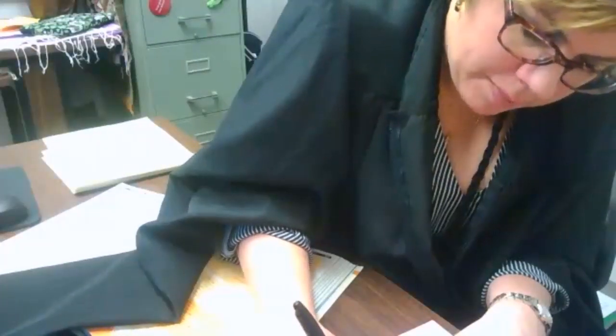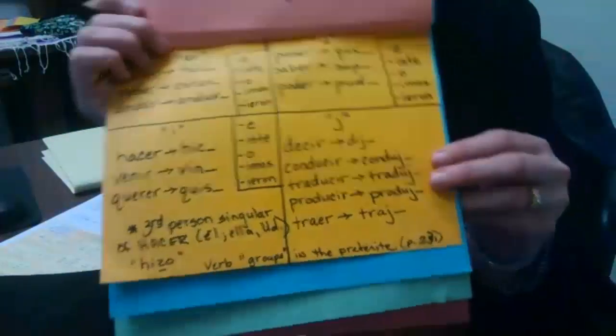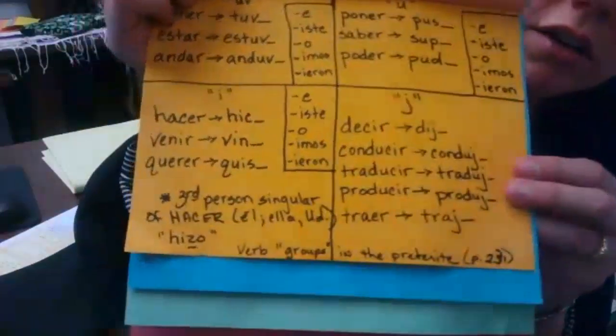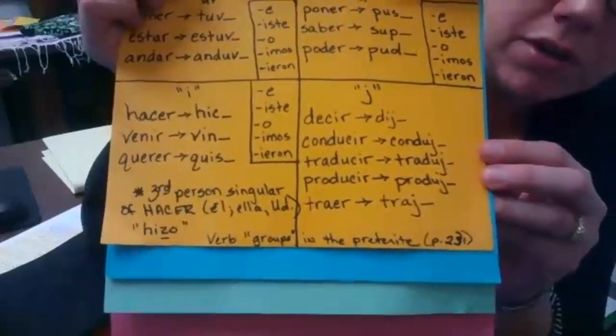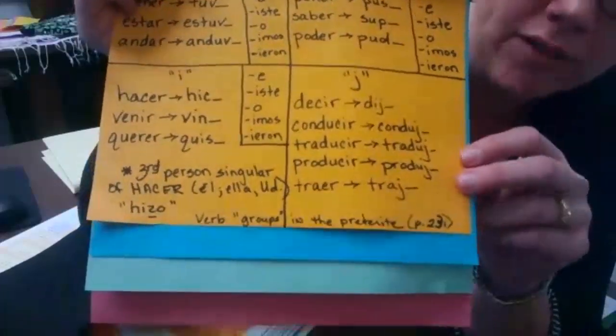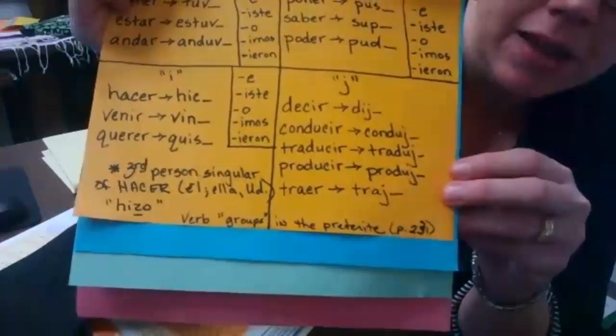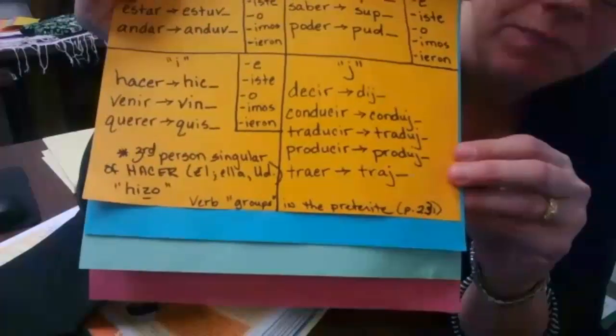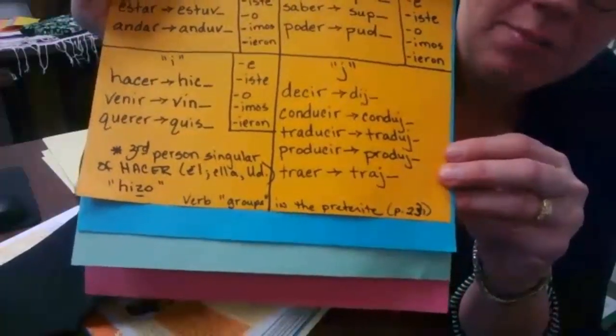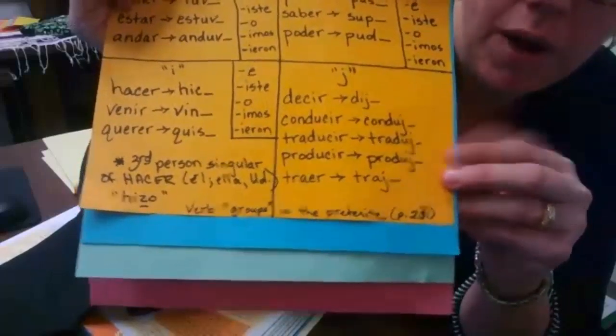is traer. And traer means to bring. And the new stem for that is traj. T-R-A-J. Traj. Remember, traer means to bring, so this would be brought. Yo traje unas flores. I brought some flowers. Not bought, brought. Yo traje mi libro de español a clase. I brought my book to class.